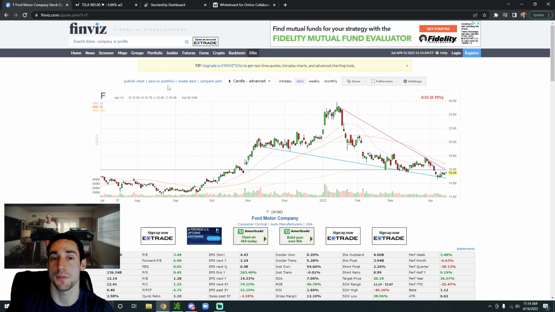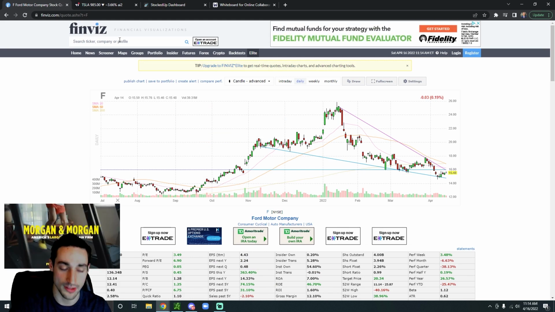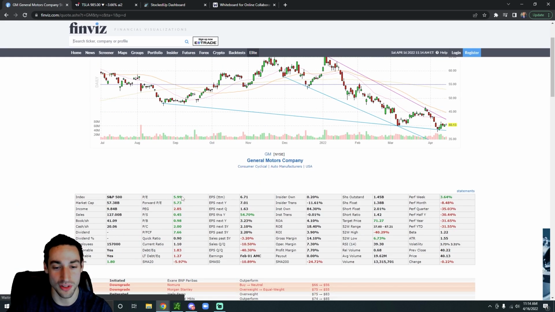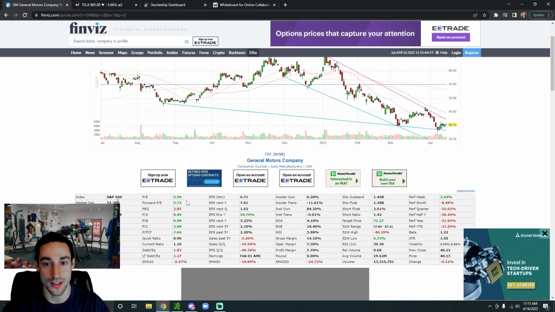And let's say you wanted to compare Ford's price to sales ratio to the price to sales ratio of GM. You would type in GM. You would see their price to sales ratio is also 0.45. So that's good to know.